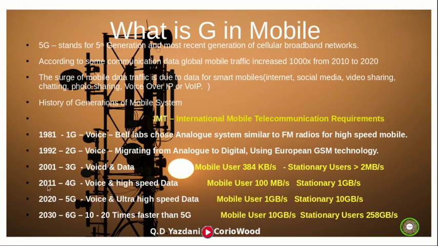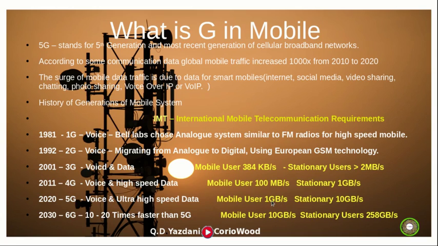So if you guys look here, every decade, as I said, 1981 one decade, 92, 2001, 2011, 2020 and 2030, which is when we're going to see the 6G. And what is 6G? In simple terms, as I explained to you guys, with 5G, mobile users are getting 1 GB and stationary users are getting 10 GB. So the 2030 6G is 10 to 20 times faster than 5G.